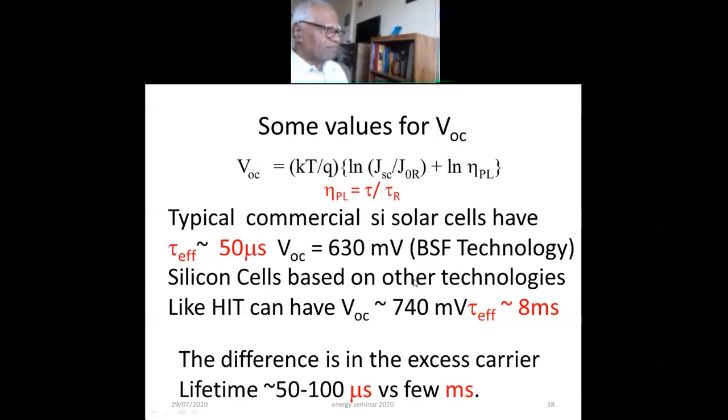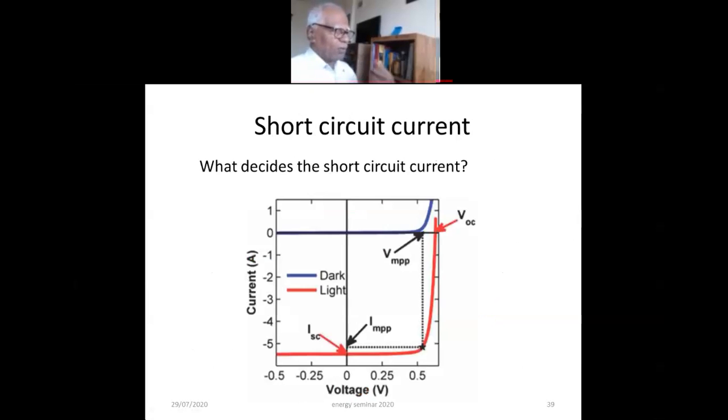Some advanced technologies have open circuit voltage like 740 millivolts, and all of that is accomplished because tau NR has decreased, or the lifetime has actually increased. So increasing lifetime and making it equal to tau r is the secret to making high open circuit voltage solar cells. Okay. Now I'm going to talk about the short circuit current.